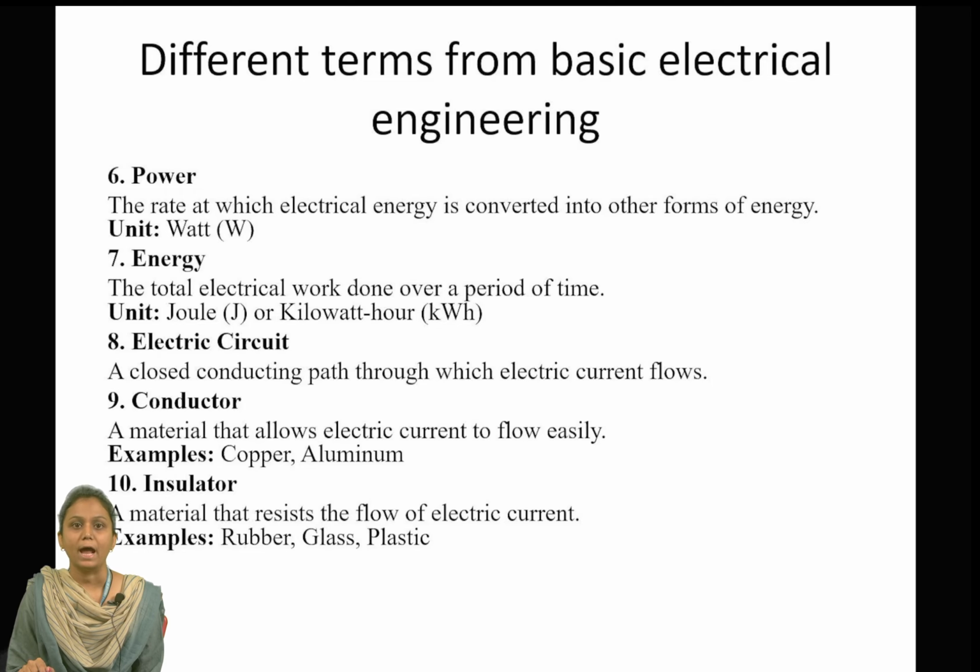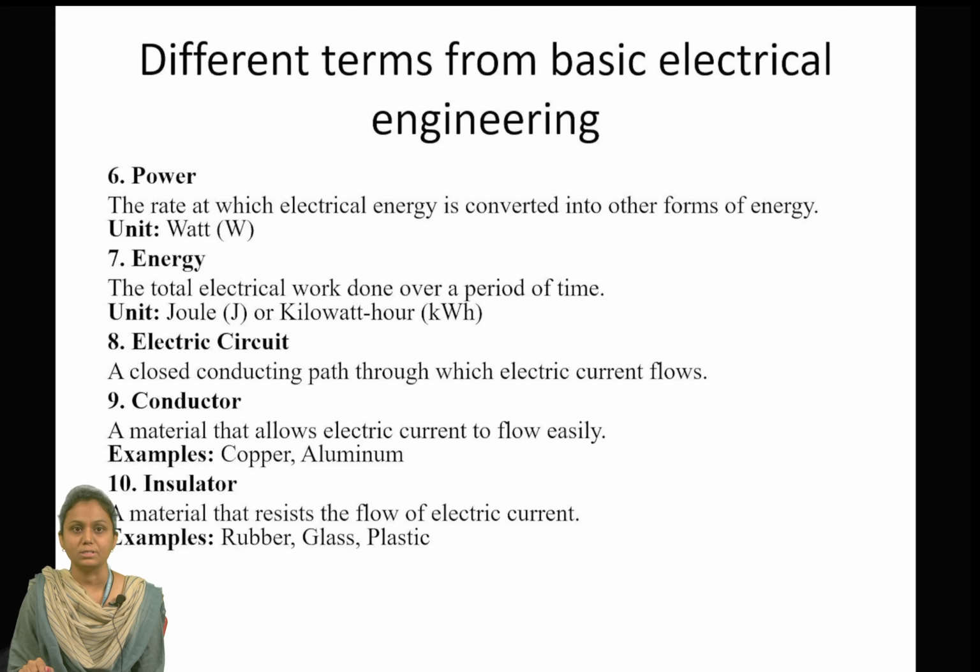Next term is power. The rate at which electric energy is converted into other forms of energy is known as power, and its unit is watt, megawatt, kilowatt, etc. Next one is energy. The total electrical work done over a period of time is known as energy and its unit is joule or kilowatt hour.